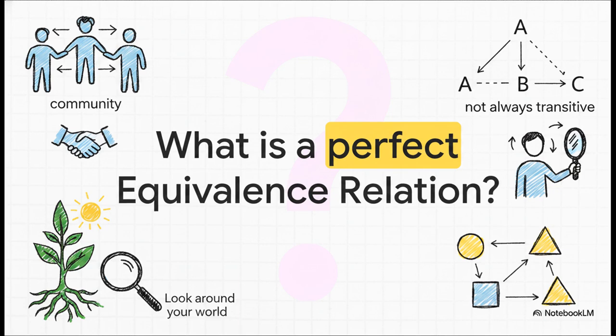I want to leave you with a quick thought to chew on. We talked about social networks earlier, right? Think about friendship on a platform like Facebook. It's symmetric. If I'm your friend, you're my friend. But actually, it's not always transitive. My friend's friend isn't necessarily my direct friend.